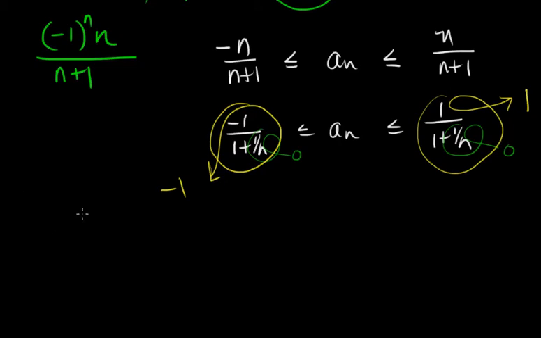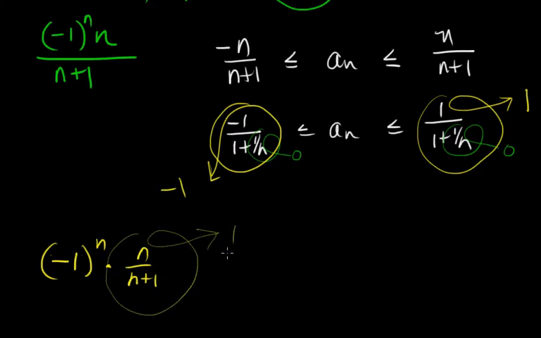This sequence will not converge because you have minus 1 to the n times n over n plus 1. This goes to 1, but it's toggling back and forth between numbers very close to 1 and minus 1. And so this does not have a limit. We'll write the limit as n goes to infinity of this does not exist.